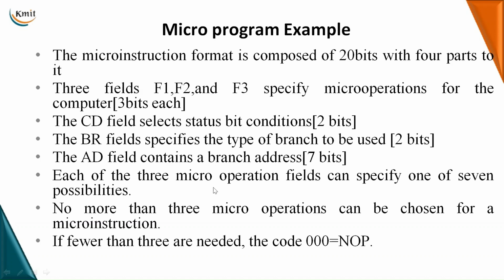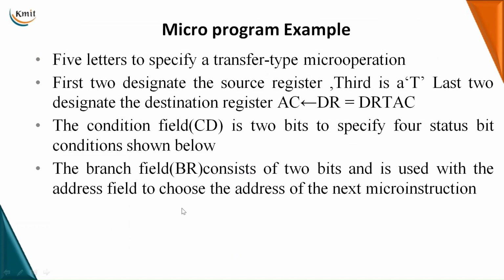Each of the 3 micro operation fields can specify one of the 7 possibilities. The 5 letters specify a transfer type micro operation. So DR to AC is represented as DRTAC. The condition field is a 2-bit field to specify the 4 status bit conditions.